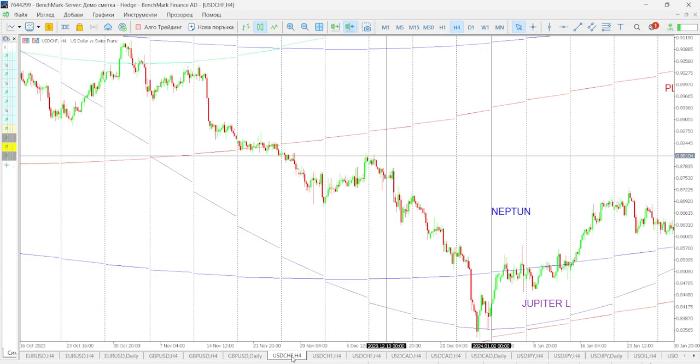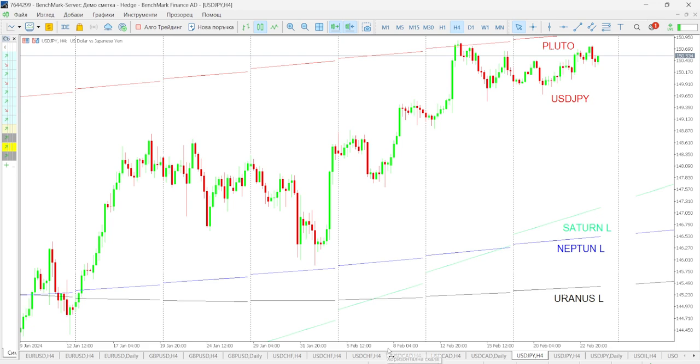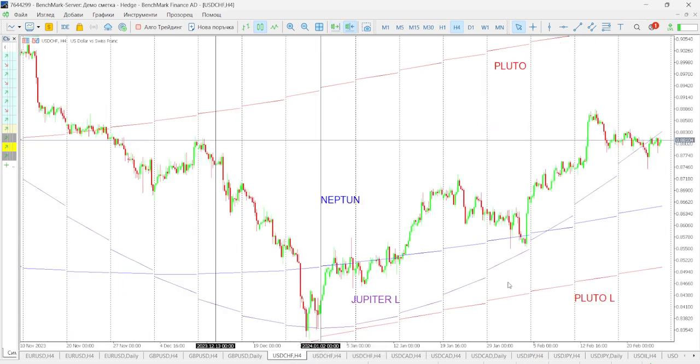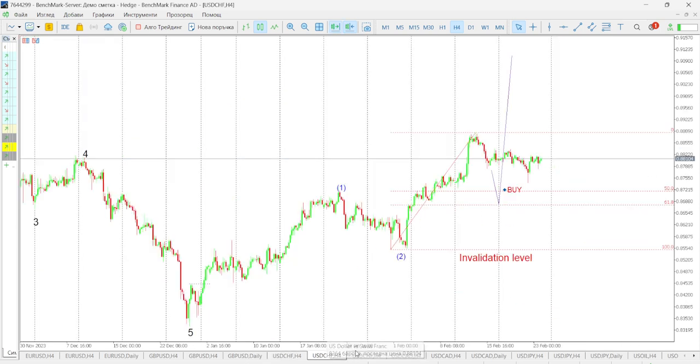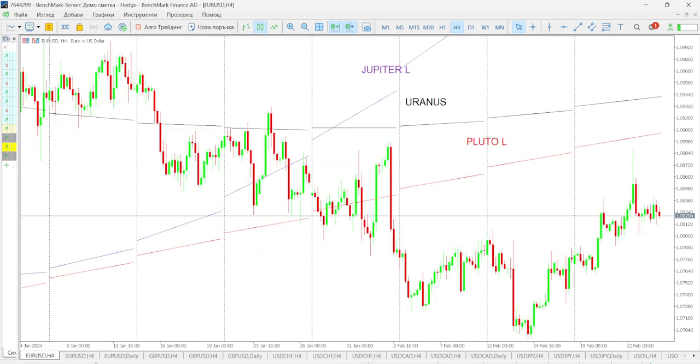Next instrument, dollar Swiss franc. We have already discussed these levels a couple of times. On dollar yen as well, we have confirmation here. So according to planetary lines, we don't have any signal. In terms of Elliott wave, for the last week, I expected this kind of move. Maybe it'll happen. Everything depends, of course, on euro dollar.